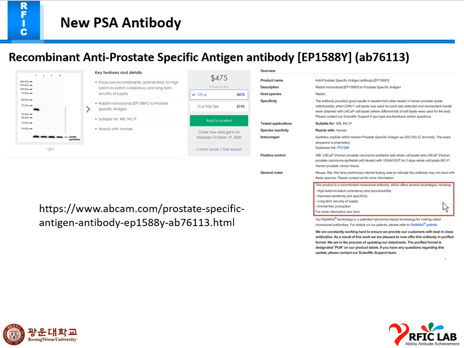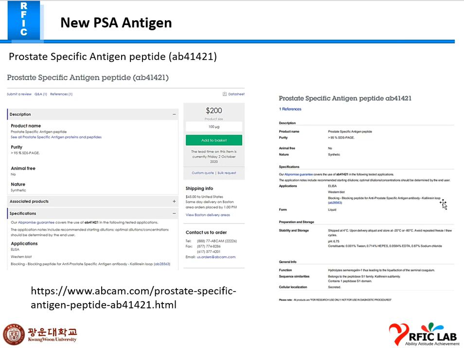Once we get this product, we have to start the experiment. Before we get the products, we have to plan the biosensor recipe. So this week I'll make the biosensor recipe, or the research plan, to show you how we can use this antibody in our research. And the same thing for the antigen.